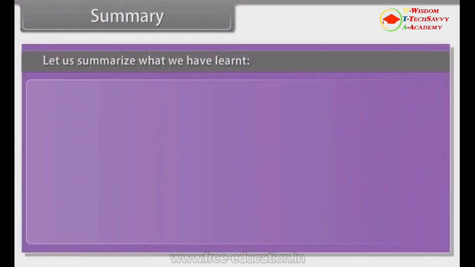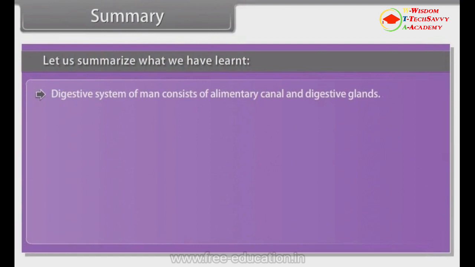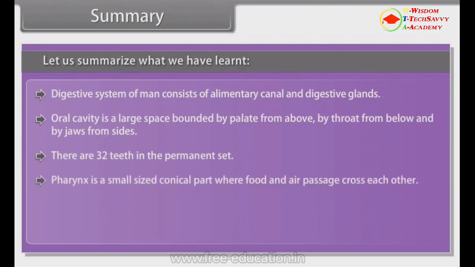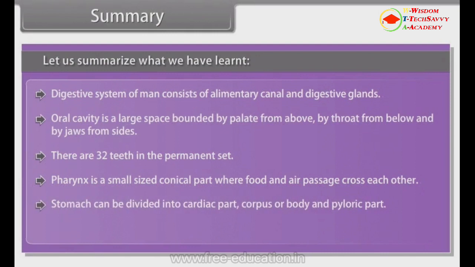Summary. Let us summarize what we have learned. The digestive system of man consists of the alimentary canal and digestive glands. The oral cavity is the large space bounded by the palate from above, the throat from below, and the jaws from the sides. There are 32 teeth in the permanent set. The pharynx is a small conical part where the food and air passages cross each other. The stomach can be divided into the cardiac part, corpus or body, and pyloric part.